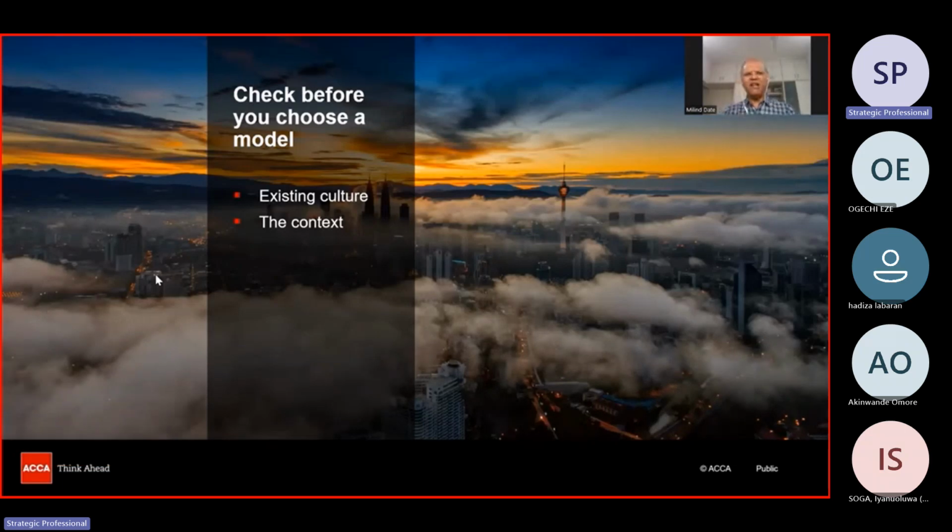So after having understood what type of change it is, what is the current status in terms of culture, in terms of contextual features, understanding the type of change, and then you make use of the model to structure your answer in the most relevant manner. And that's the exam approach that I very, very strongly recommend to you.